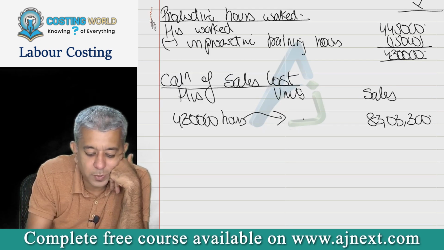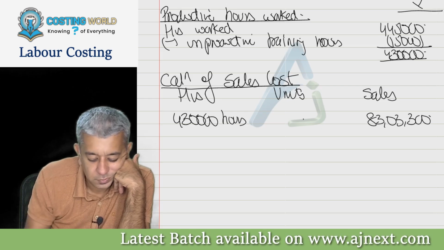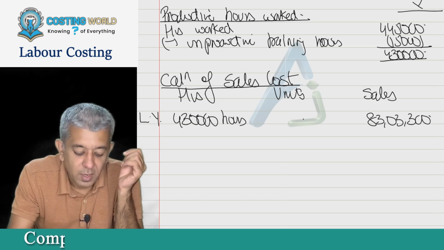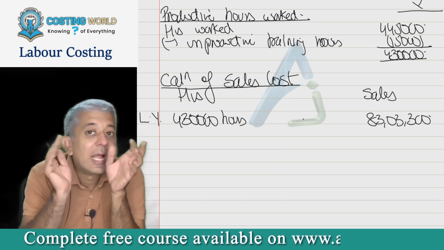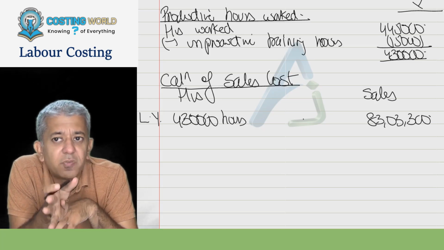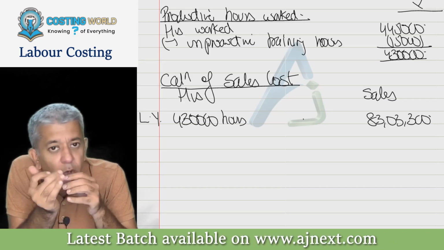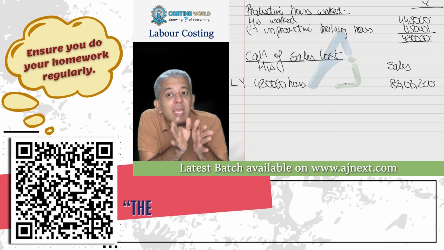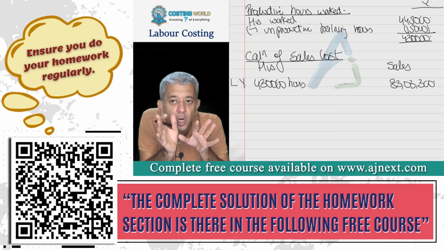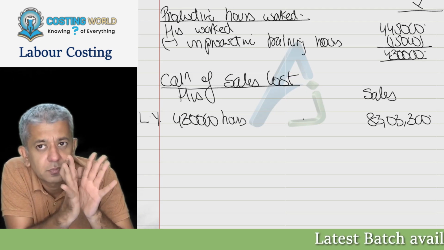Now just copy down this please. Don't copy down the next part. Now listen. What I'm saying, last year when labor turnover happened, workers must have worked for 4,30,000 hours. And in those 4,30,000 hours, they produced those many units whose sales value was 83,03,300. Is this relationship clear? Yes, sir.